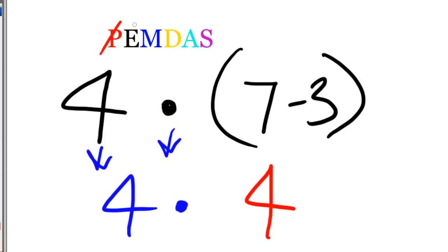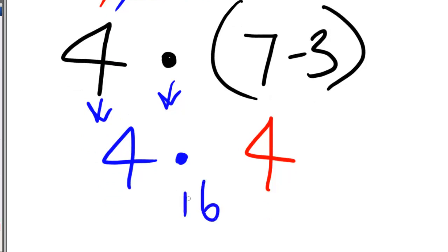And I see I've got no exponents. But the next step, of course, is to multiply. 4 times 4 is 16. So our answer is 16. Nice. Let's take a look at this next one.